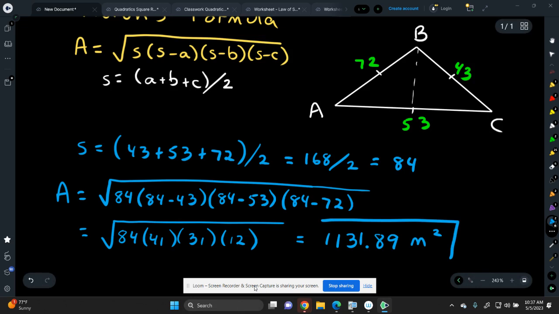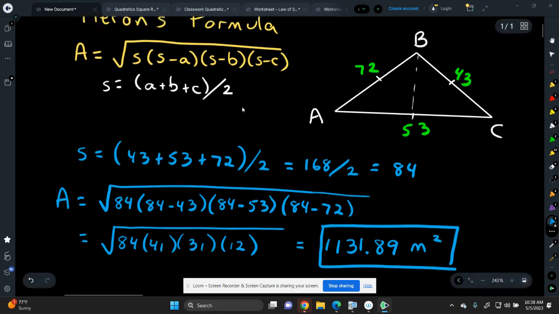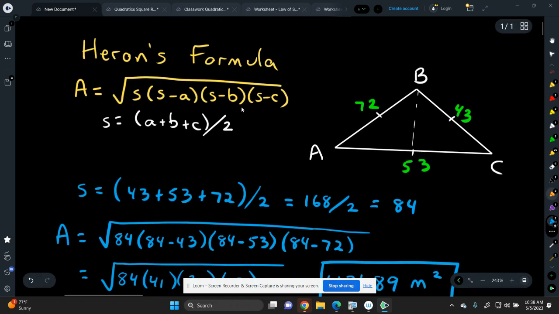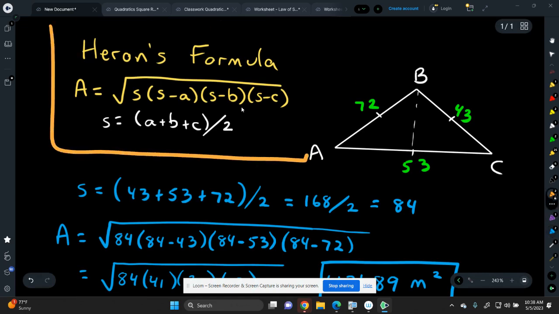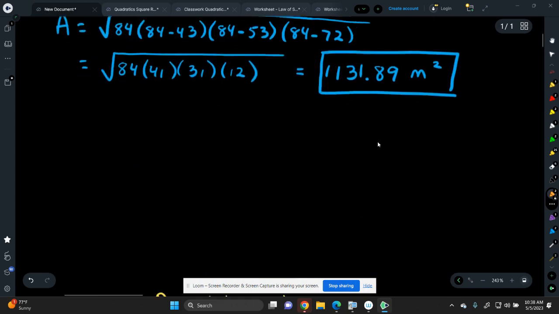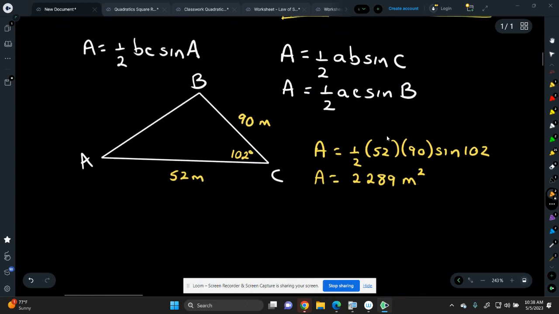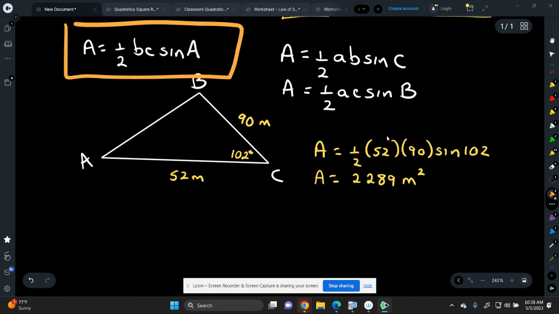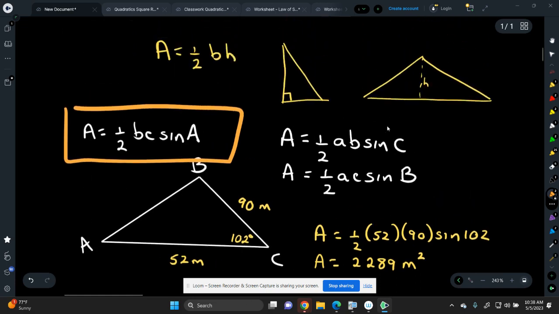Okay. So it's not hard, it's just something new, right? You do have to memorize those formulas. The only formulas I'm going to give you are the sum and difference formulas. So you need to memorize Heron's formula, and you need to memorize this other area formula down here. It doesn't have a name. This one right here.